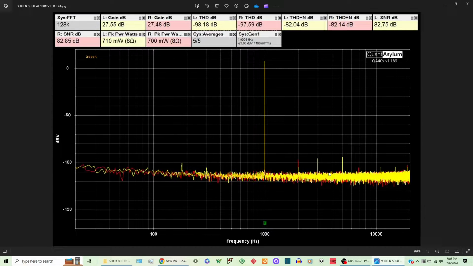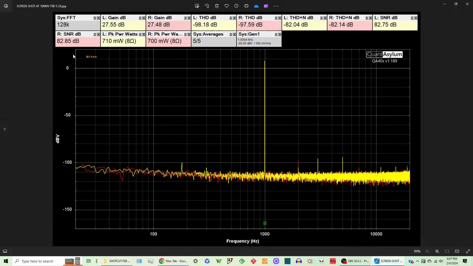Okay, here we go. Now the first test we're going to run here, you might call this a basic test. What we've done here is put in a signal of minus 20 dBV, or in other words, 100 millivolts, into the audio analyzer, and we're taking a look at the output of the Class D amplifier.